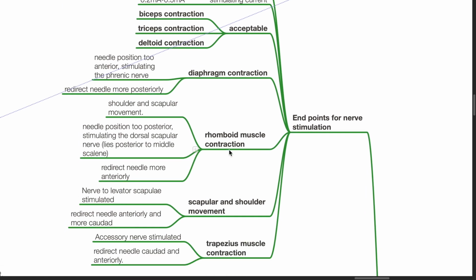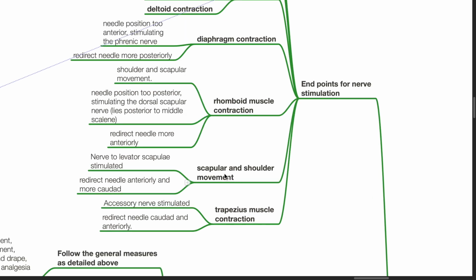If rhomboid muscle contraction occurs, signified by shoulder and scapular movement, needle position is too posterior, stimulating the dorsal scapular nerve, which lies posterior to the middle scalene. Redirect the needle more anteriorly. If scapular and shoulder movement occurs, the nerve to levator scapulae is stimulated. Redirect the needle anteriorly and more caudad. If trapezius muscle contraction occurs, the accessory nerve is stimulated. Redirect the needle caudad and anteriorly.